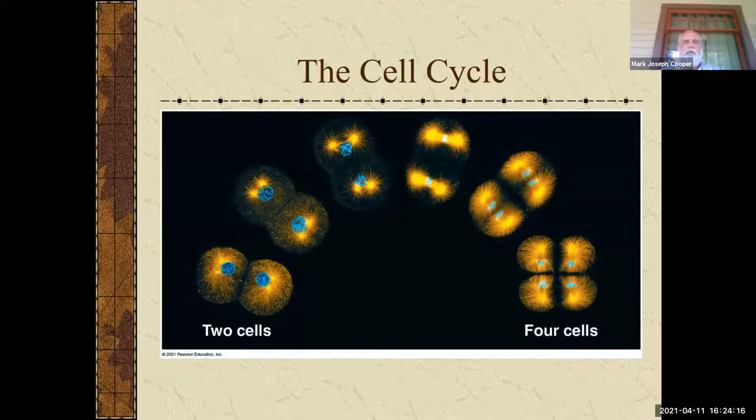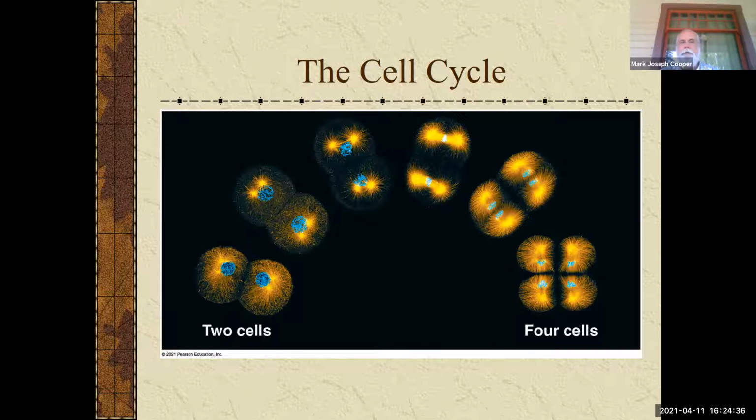So for the first lecture this week, we'll be on the cell cycle. And often it'll be called mitosis, which is technically not correct. So what we're trying to do is look at divisions. And here we're seeing 2 cells turn into 4 cells.